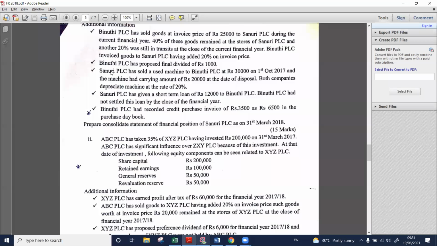Then the third one. Sanuri PLC has sold a used machine to Binuti PLC at 30,000 on 1st of October 2017. And the machine had carrying amount of 20,000 at the date of disposal. Both companies depreciate machine at the rate of 20%. Right? Here, Sanuri PLC has sold a used machine to Binuti PLC. Let's map this information.